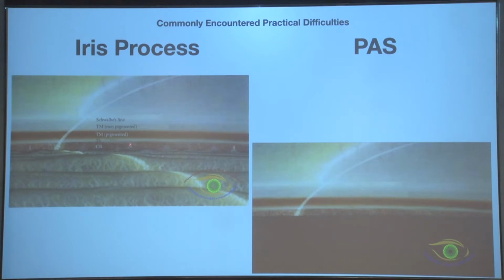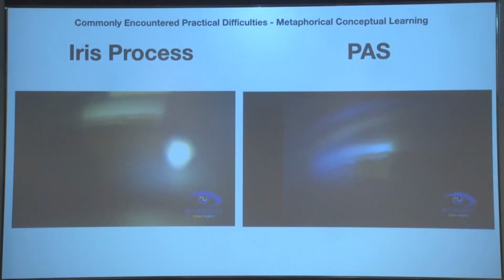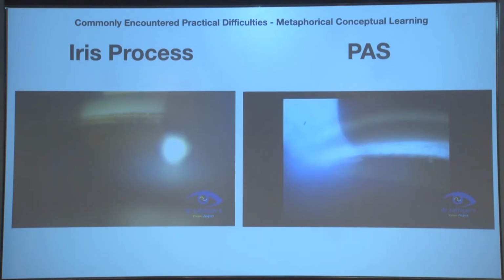So we show animations of the iris process, then we show animations of the peripheral anterior synechiae here, and then we take them into real time scenarios where we play the iris process. This is how the iris process looks, and then we show them this is how the peripheral anterior synechiae looks. So this is more like a metaphorical conceptual learning, like cognitive match the following at the beginning of their curriculum.